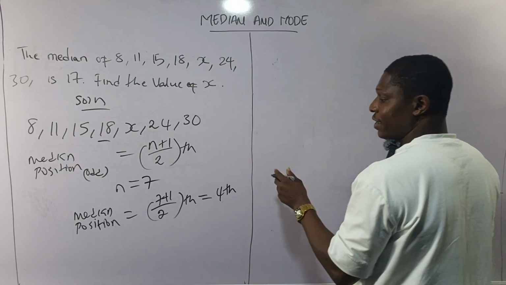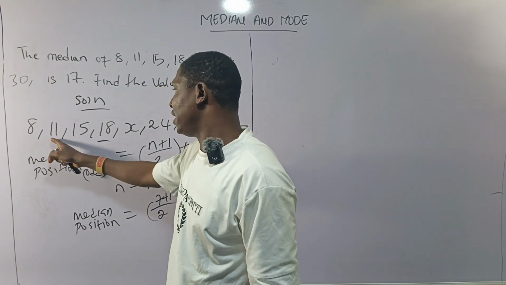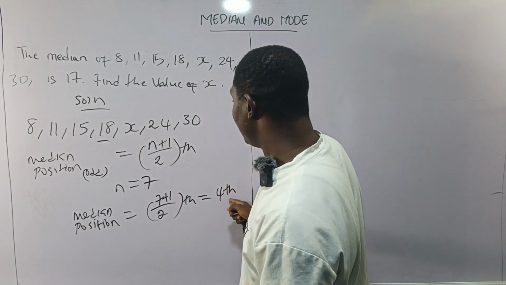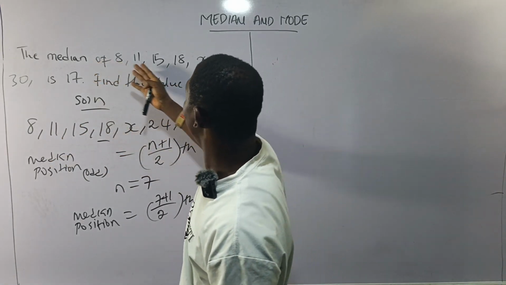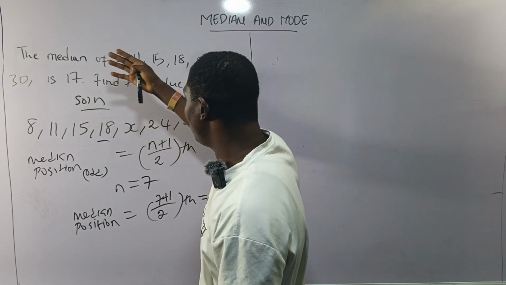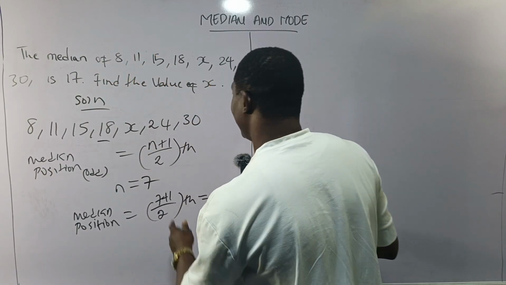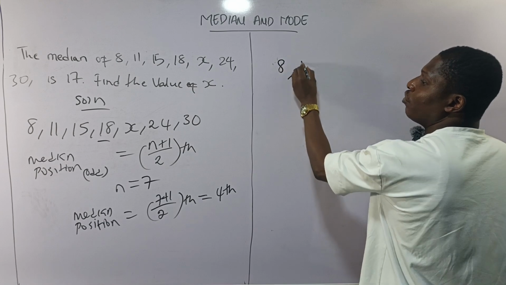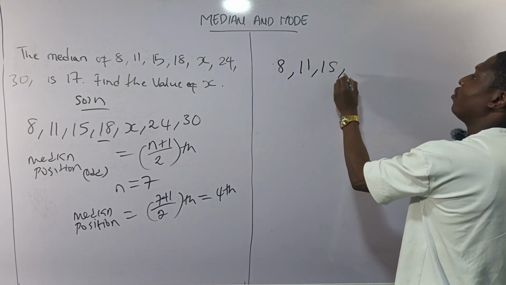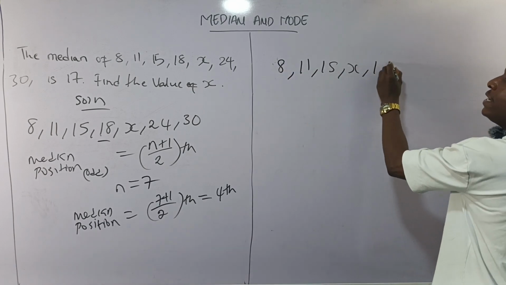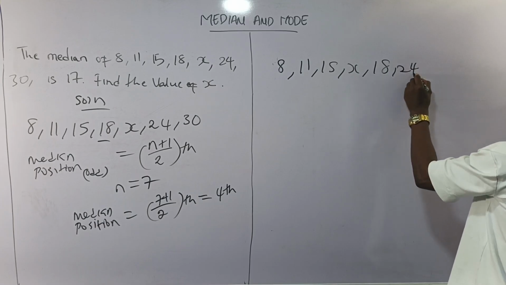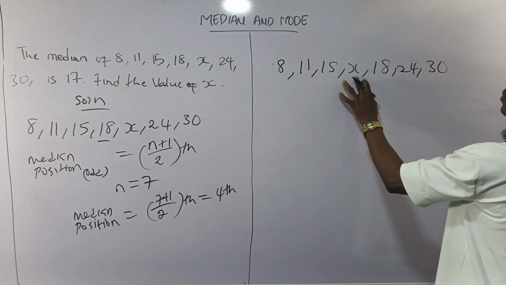So rearrange. Why? Because if you watch, this 8, 11, 15, 18, x, 24 is arranged in ascending order. Since they said the median is 17 and the middle position is supposed to be the median, then we have to rearrange 18 and 17. So we therefore have 8, 11, 15, x, 18, 24 and 30.